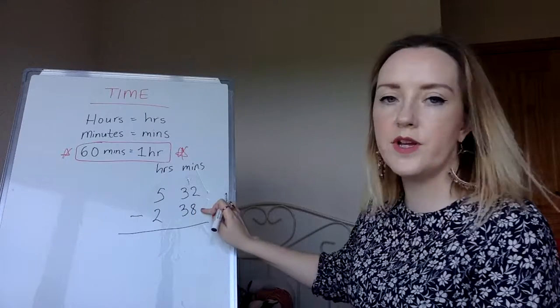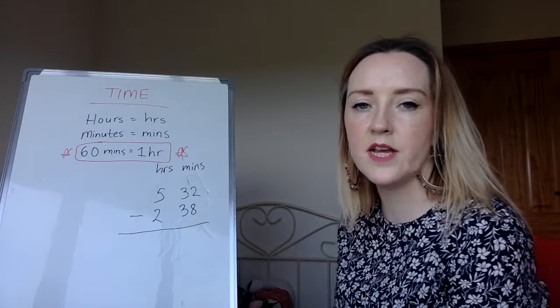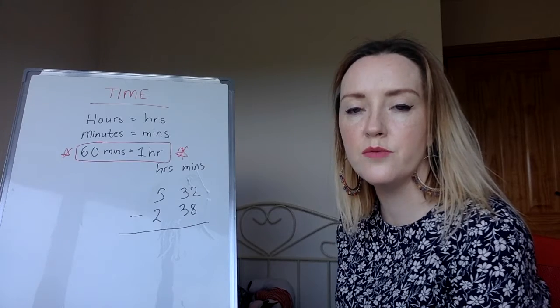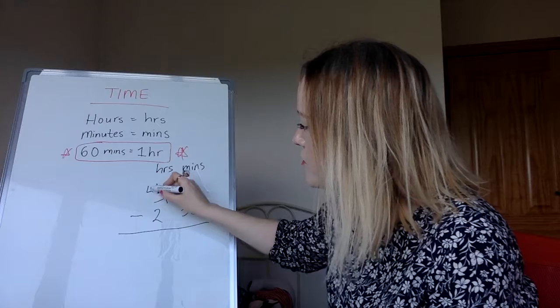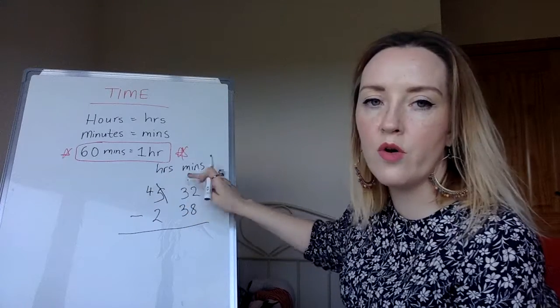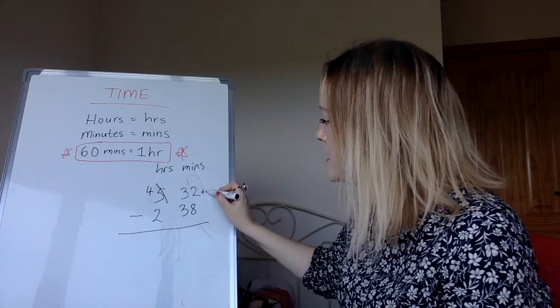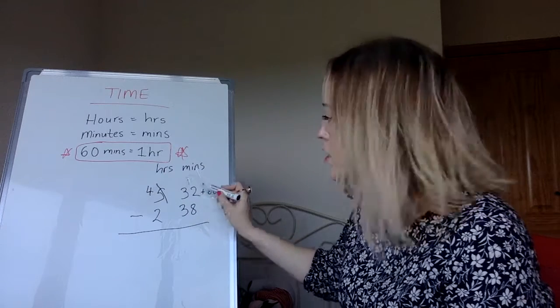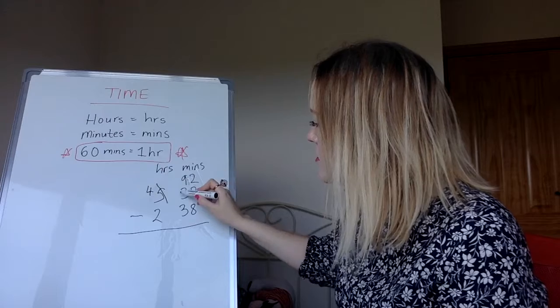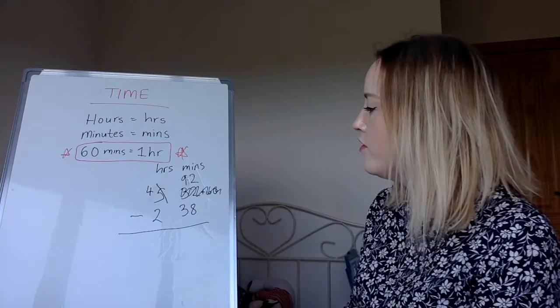Okay. Straight away again I see 38, I can't take away 38 from 32. I'm going to borrow from my hours. So here it's going to be down to 4 hours. I must put my hour over here. So my hour is 60 minutes, so I'm going to add that here. And 60 plus 32 is 92. I'll scribble that out now because that was my rough work.